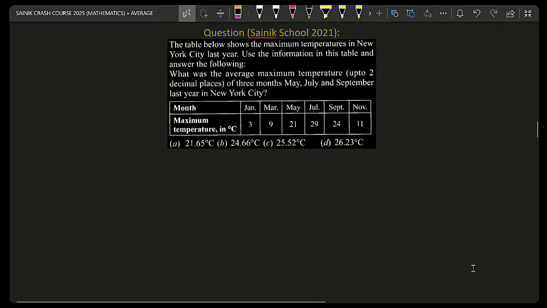This came in the 2021 exam. The table below shows the maximum temperatures in New York City last year. Use the information in the table to answer the following questions. What was the average maximum temperature, up to 2 decimal places, of the 3 months May, July, and September last year in New York City?